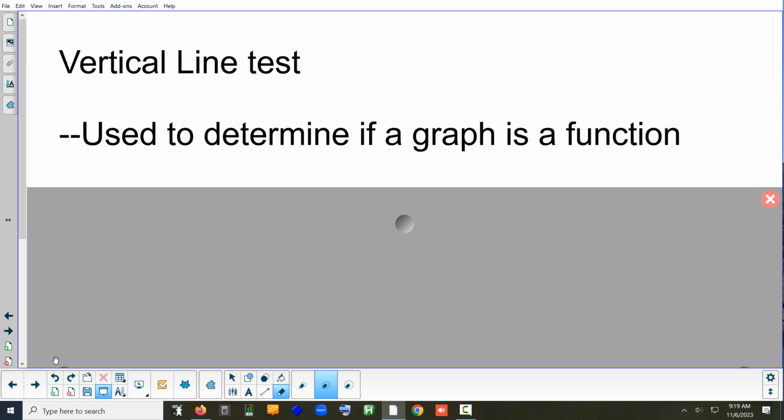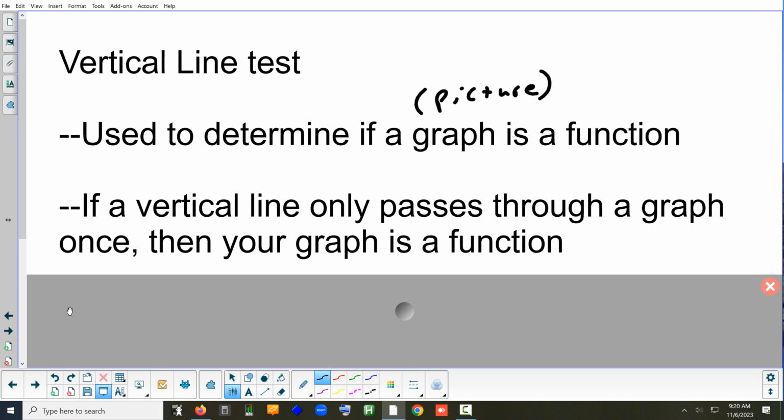So for the vertical line test, you have a couple dashes. Under the first dash, you're going to write down: used to determine if a graph is a function, or basically a picture. This kind of test is specifically used when you have a picture. Under the second bullet, it says if a vertical line only passes through, or in other words, only hits the graph in one spot at a time, then your graph is a function. If you draw a vertical line and you can drag it and it can hit somewhere twice, that's not good. That's not a function.